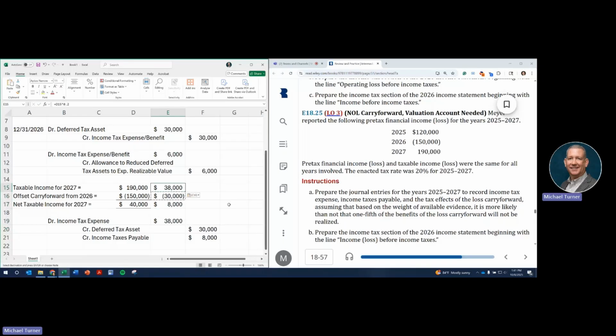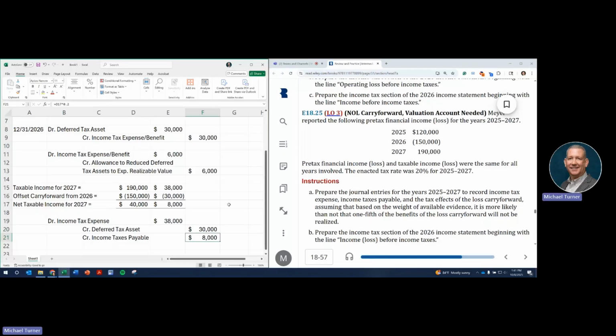And you can see how that matches right there. So if we take our gross totals, multiply them by our tax rate of 20%, we get these numbers over here. And so we transform those into a journal entry. So our income tax expense is $38,000, and we are allowed to carry forward $150,000 of loss from 2026, which times 20% is a reduction of $30,000. So the only amount we actually owe is $8,000.